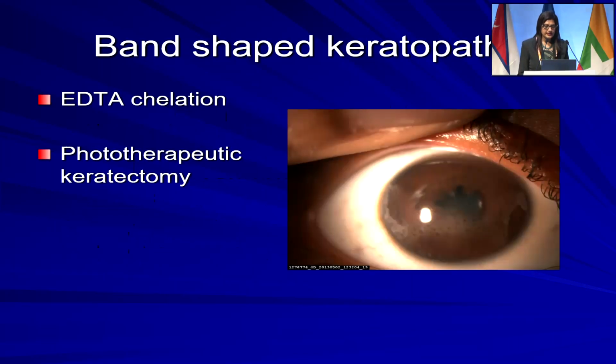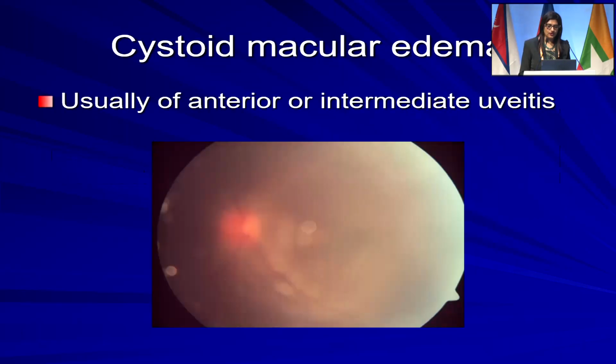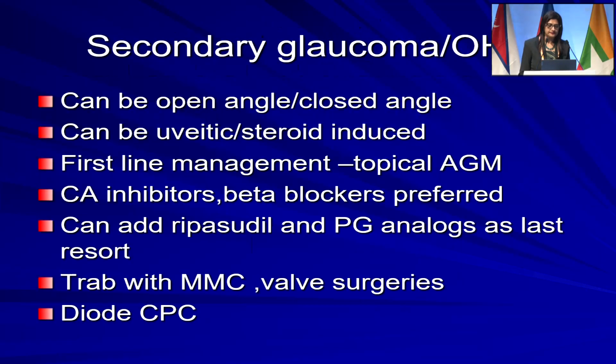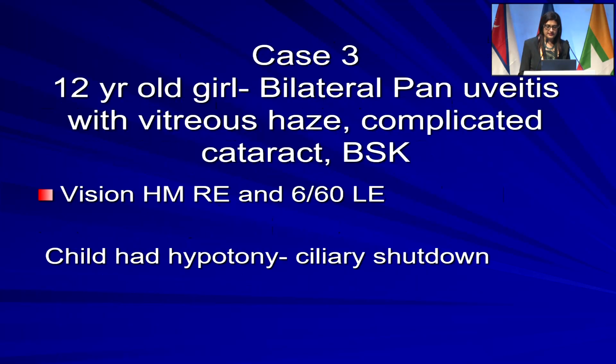BSK is much easier to treat. EDTA chelation or phototherapeutic keratectomy can be done, but it keeps coming back if your inflammation is not controlled. Cystoid macular edema, like in adult patients, we treat with either posterior subtenon steroid or a dexamethasone implant if it is not going away with just control of the inflammation. Secondary glaucoma, we have a long talk on glaucoma following in the next session, so I will not go into that, but you can treat with topicals. If it is refractory to topicals, then you can take up for mitomycin C trabeculectomy, or mostly they require valve surgeries.